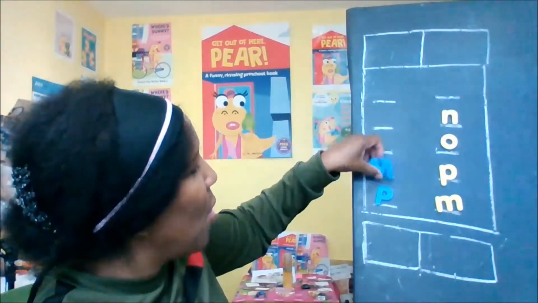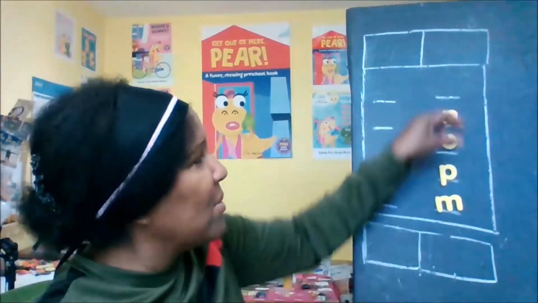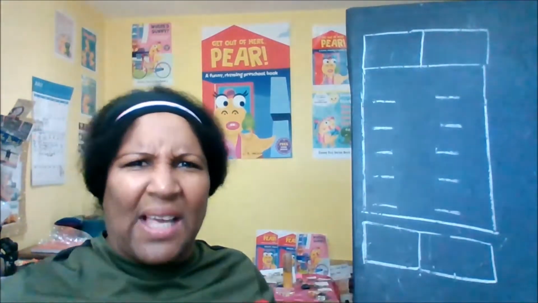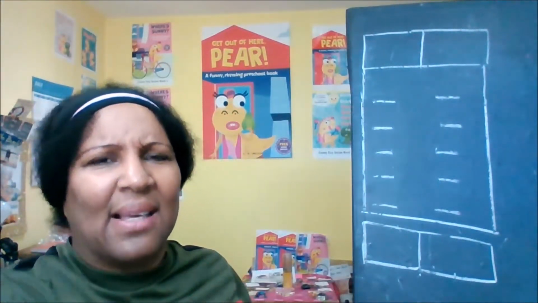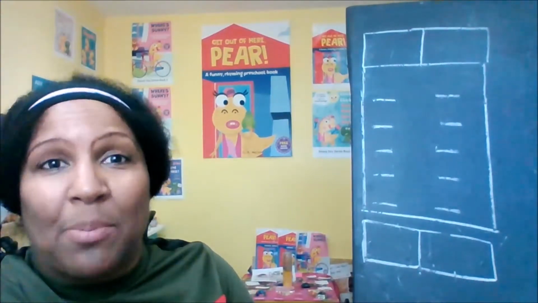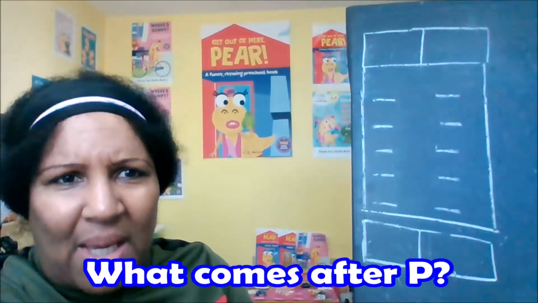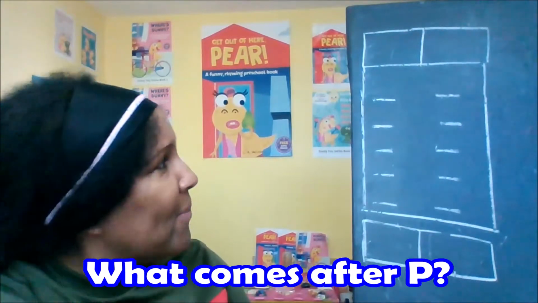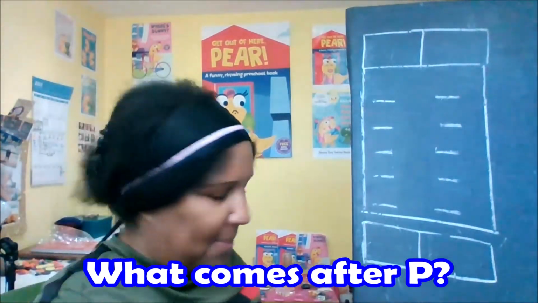So we have 4 sounds, 1, 2, 3, 4. 4 sounds again. All right. I like to count different things, sounds and things, and we'll see how that goes. All right. So after P, we did L, M, N, O, P. What comes after P? What letter comes after P?